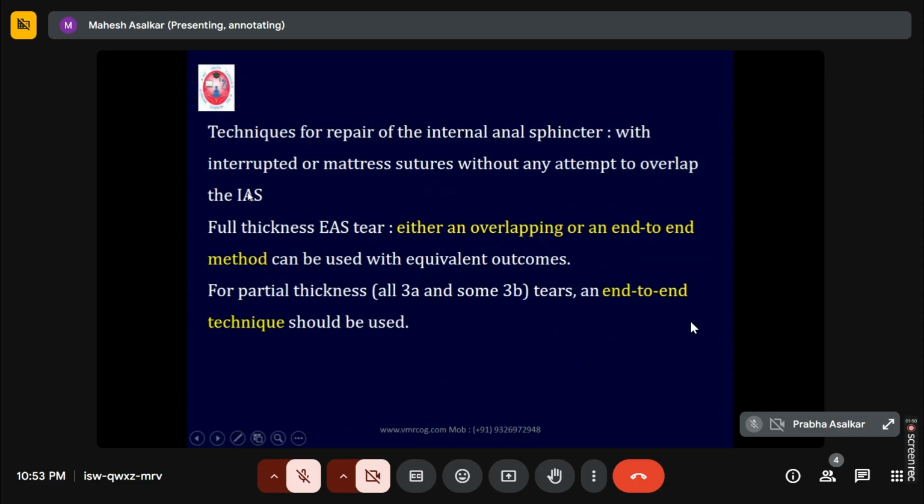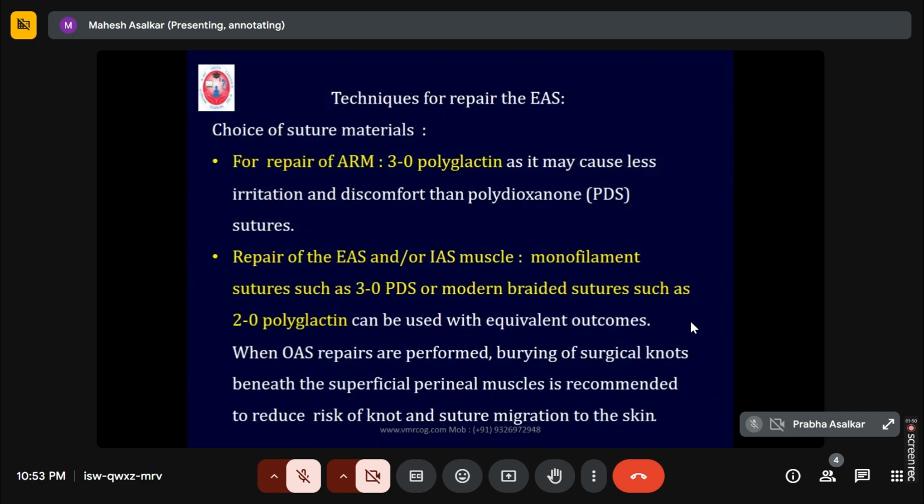If it is an internal anal sphincter, there is no overlapping. You can use either interrupted or mattress sutures. Okay. Then which suture material? They always give combinations of these. Continuous, interrupted, with this type of suture.